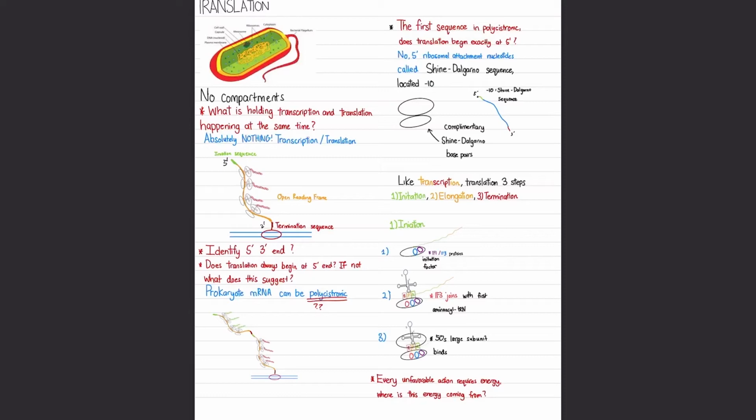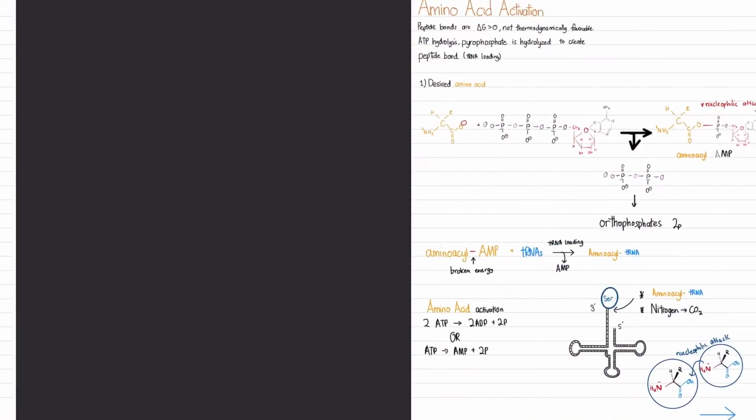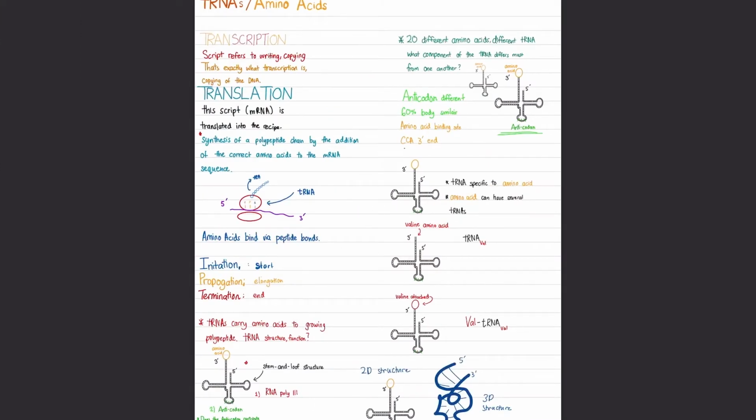In this video, we're going to talk about prokaryotic translation. Before we talk about the specifics of prokaryotic translation, there are a couple concepts that are very important to understand. The first concept that you should understand is the tRNA and the amino acids and their interactions with one another.